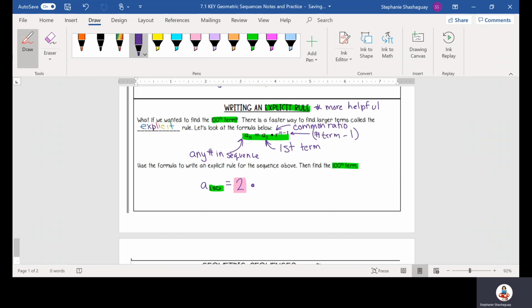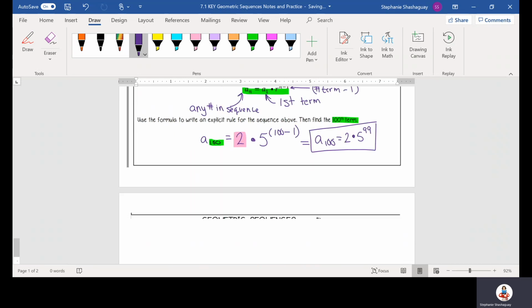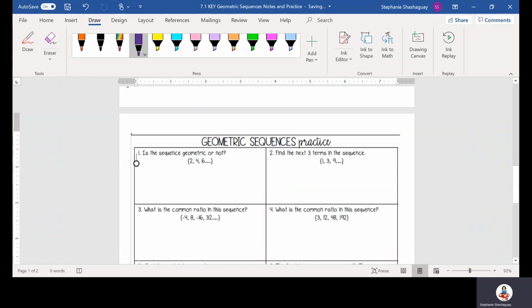That's going to be multiplied by our common ratio, which is 5, to the 100th minus 1 power, which is the same thing as a sub 100 is equal to 2 times 5 to the power of 99. And that is your explicit rule for this geometric sequence. So let's see how we can apply this.